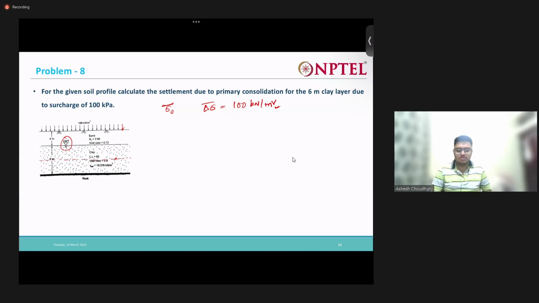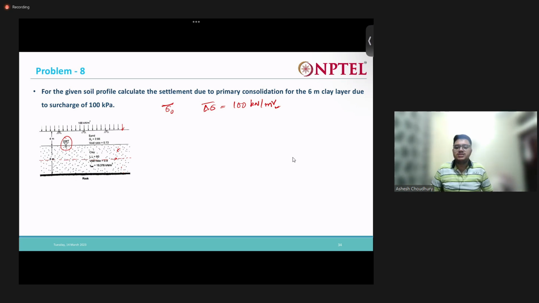Now one thing you may ask is, why are we just considering the middle of the clay layer? Why are we considering the effective stress at the middle of the clay layer? Why not here, why not here? Why are you dividing this layer into only two parts and taking the middle? So this is actually a method of averaging. You are actually averaging the settlement. Here there is lesser effective stress, here there is more effective stress, so we are just averaging it by taking the center.